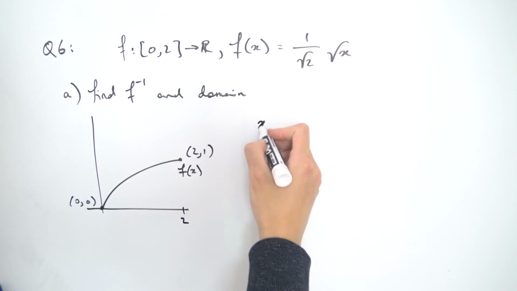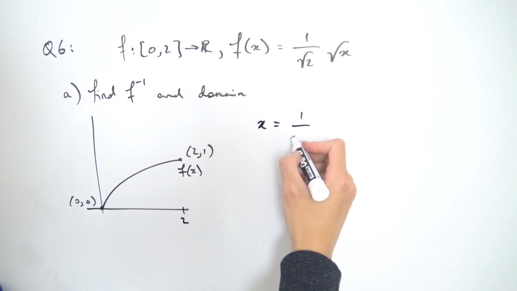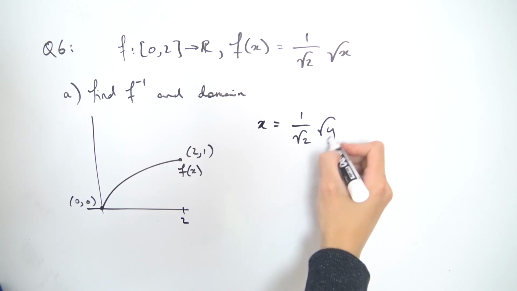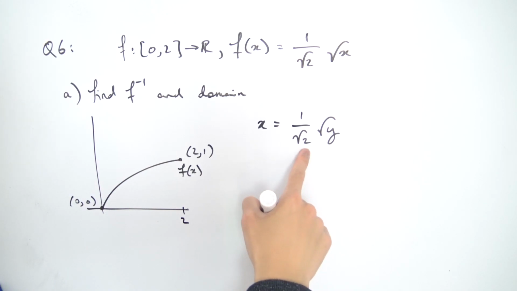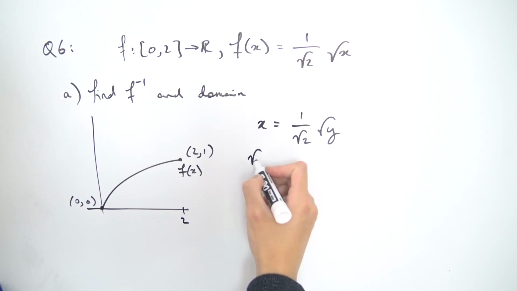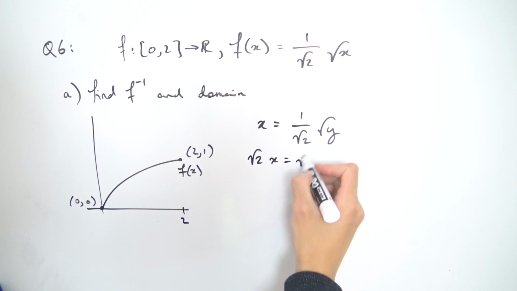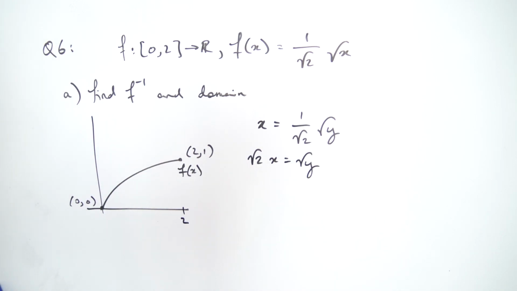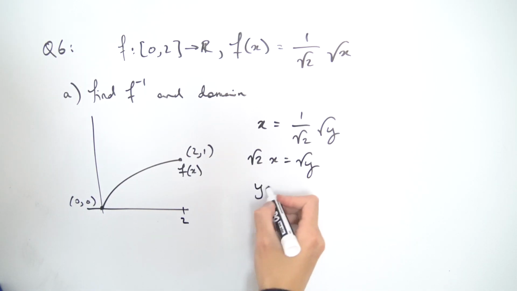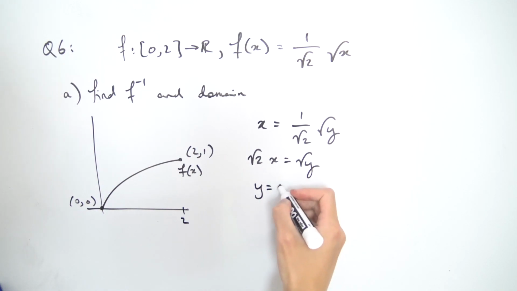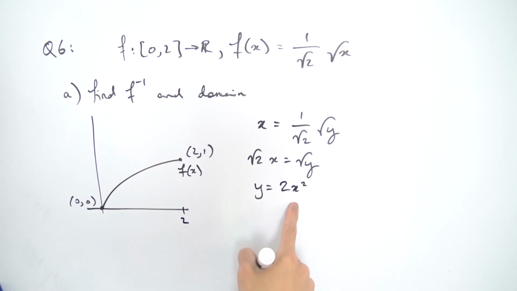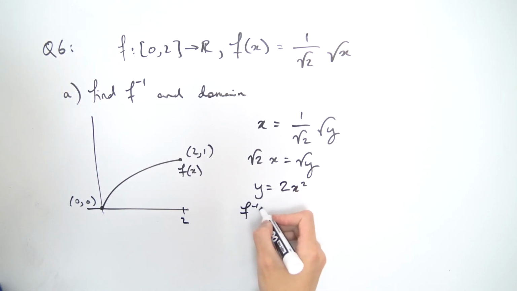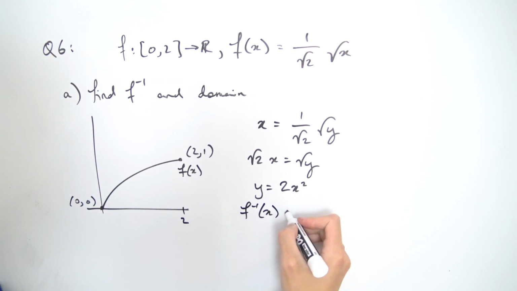So in order to find the inverse, that's not too hard to do, just switch x and y around. So now we have to solve x being equal to 1 over the square root of 2 times the square root of y. And to solve for y, we can multiply both sides by square root of 2 first of all. So square root of 2x is equal to square root of y. And now to isolate y, we just square both sides. So y is equal to root 2 squared is 2, and x squared is x squared. So y is equal to 2x squared. That means f inverse of x is equal to 2x squared.